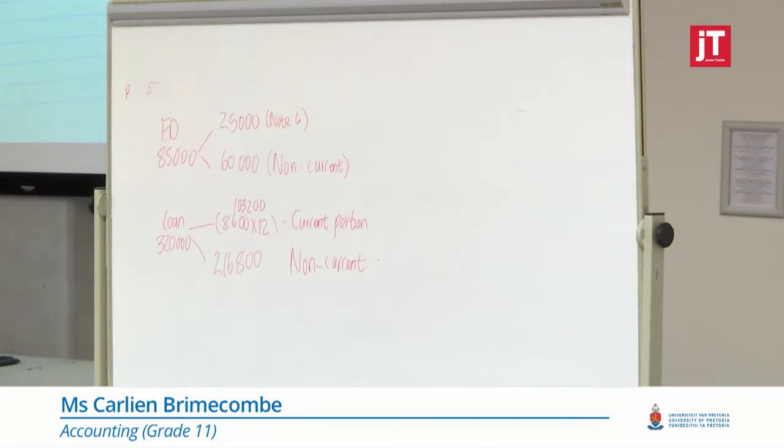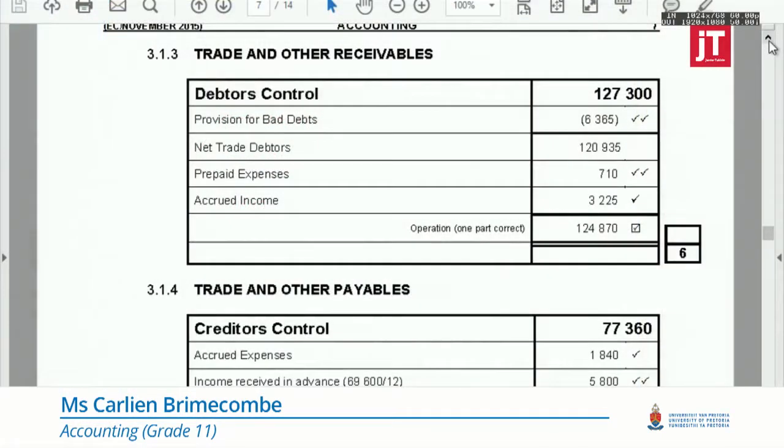Can we mark? You've done marking the current account? Yes, no? Fixed tangible assets you've done? There's debtors, it will come up in 1 minute.